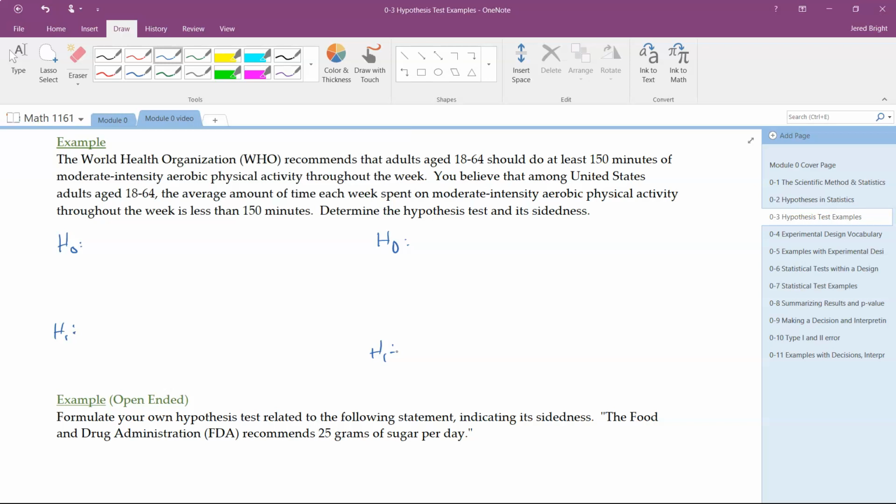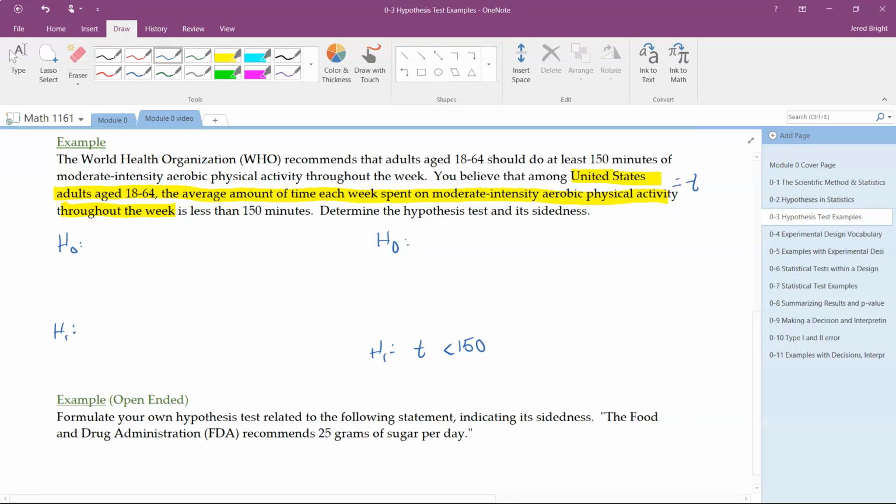I see a number, so I know that's going to be in my alternative hypothesis, and it's going to be less than 150. What is less than 150? It's going to be some time. To save time, I'm going to highlight this: the variable T is going to be everything that I highlight, so the average amount of time each week spent on moderate intensity physical activity by U.S. adults aged 18 to 64. That whole thing is T. It's going to take a lot of writing.